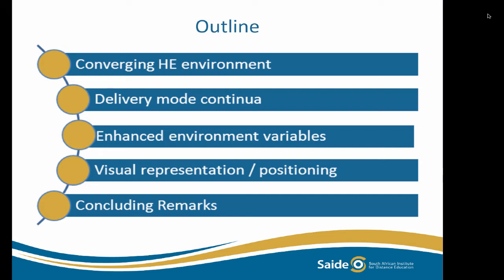So this is the outline of my talk: to talk generically about the converging higher education environment, some delivery mode continua that we'll explore, having a look at some environmental variables, and then I'm going to propose a visual representation of how we should consider these factors, and then a conclusion.